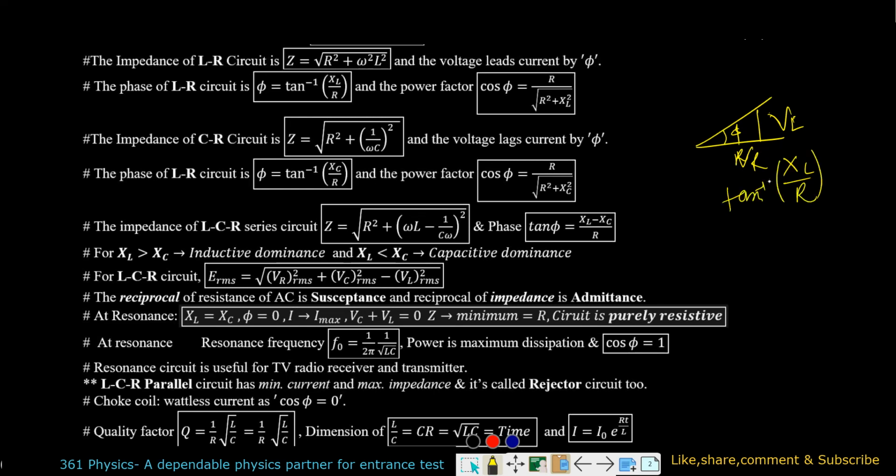I thought I wrote wrongly previously. XL by R will be the phase, and this phase is always positive because the EMF is leading in there. Okay, so this is the idea of the magnitude of the phase difference. Okay, so let's move on. In case of LR circuits, phase difference I will mention in here as well. This is XL by R, and the power factor will be given by this one.